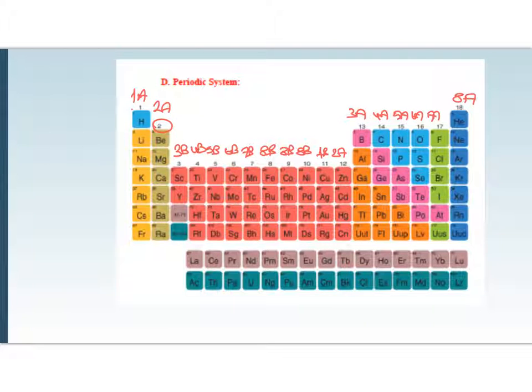Now, in the modern periodic table, we mostly use this nomenclature as numbers. For example, the third group represents 3B, but the 13th group represents the 3A group. Okay, now we can just tell their special names. 1A is known as alkali metal, and 2A is known as alkaline earth metal.